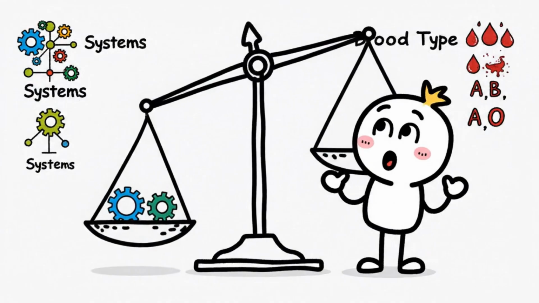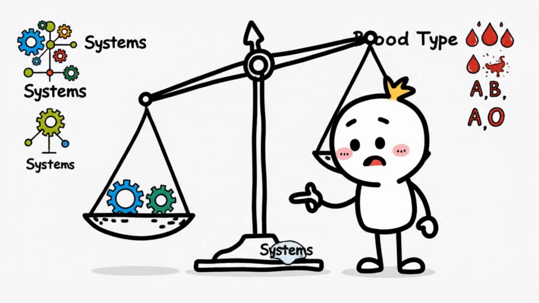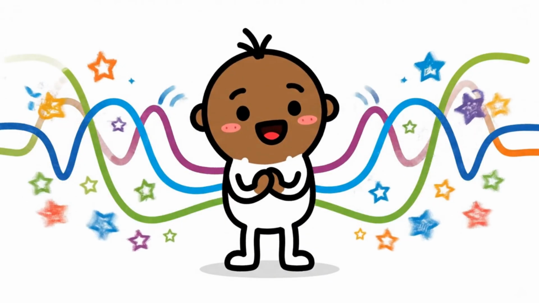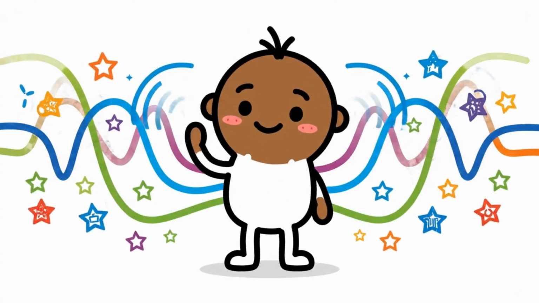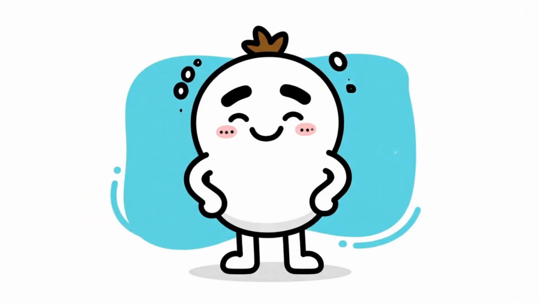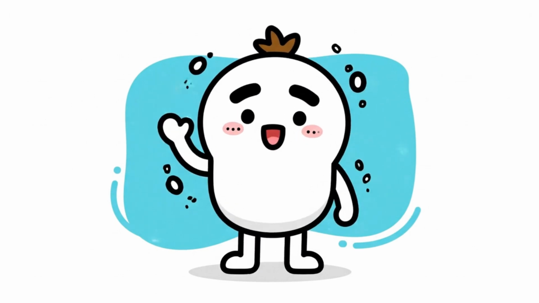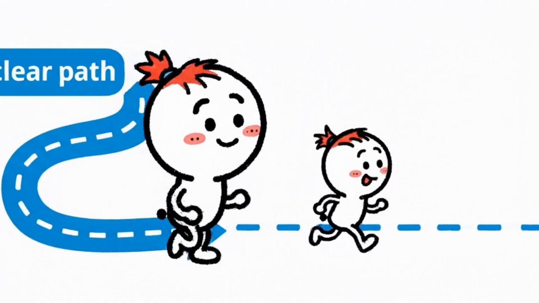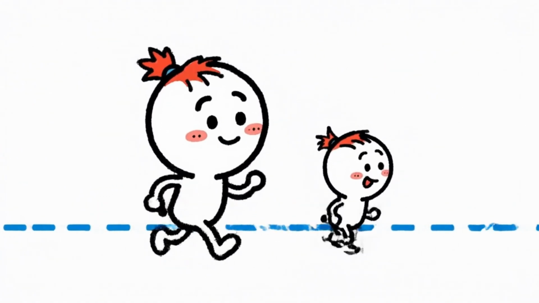Your blood type is not a rulebook. It is not a diagnosis, and it is not a lifestyle prescription. It is simply one way your immune system recognizes itself. Understanding biology means moving beyond shortcuts and asking better questions about how the body actually functions. When you do that, health stops being mysterious and starts becoming understandable.